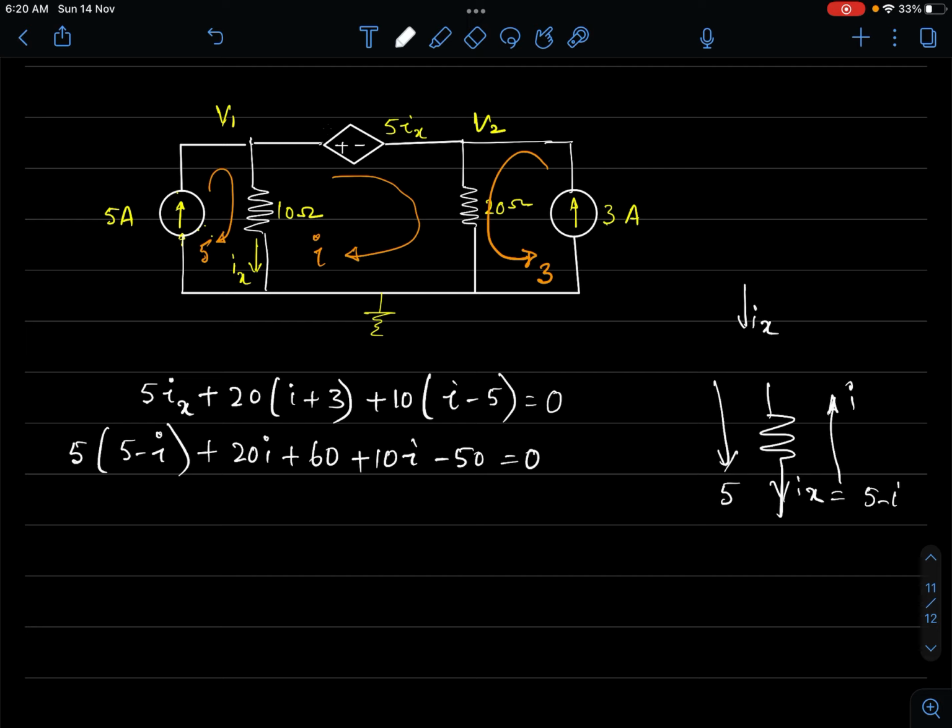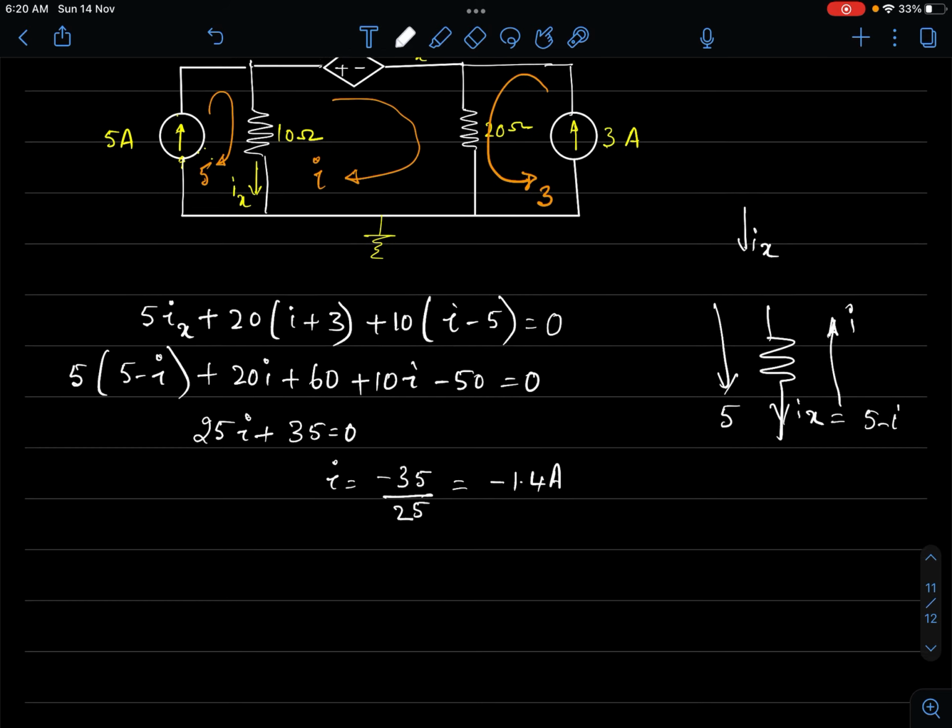I will have to simplify this. Everything you will do, you will simplify this to be 25I plus 35 equal to 0. Rather, I equal to minus 35 by 25. That is minus 1.4 ampere. Okay, that is the current.